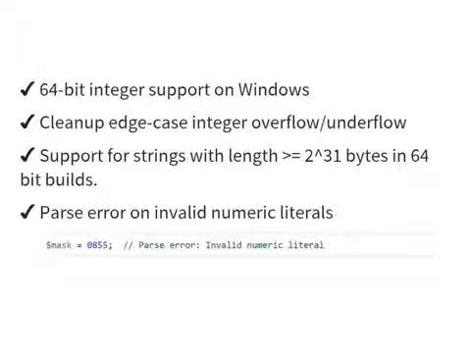A few other new things. A lot of cleaning up around 64-bit, and also underflows and overflows of integers. You can now have strings that are longer than 32 bits in length. That's a really, really long string. But sometimes people will put an entire movie into a string variable, for example. It sounds a little crazy, but they do that. There's also now a parse error if you're writing an octal number that's illegal. So 0855 is not a valid octal number. You're going to get a compile error.